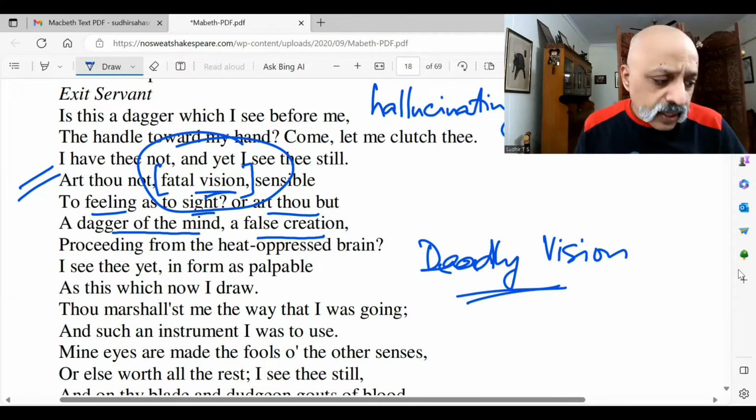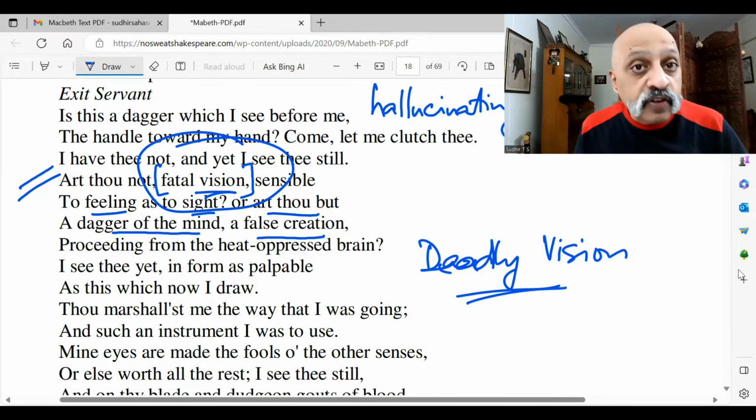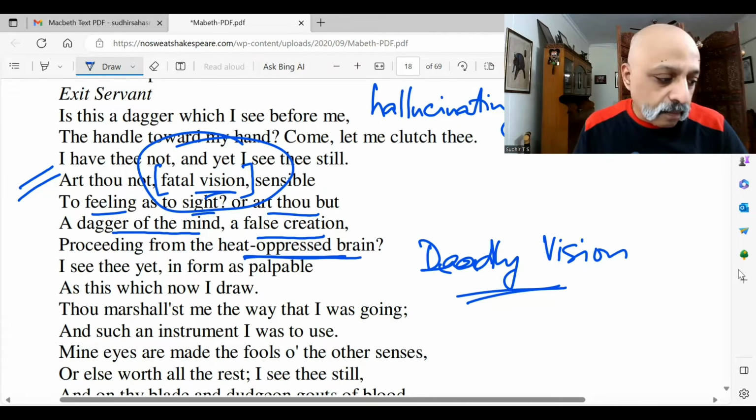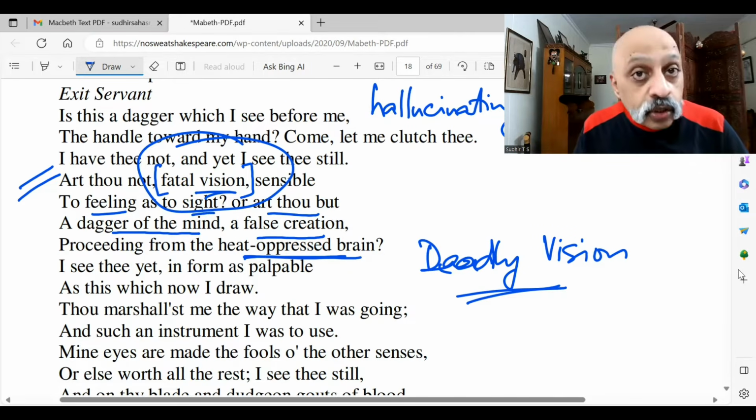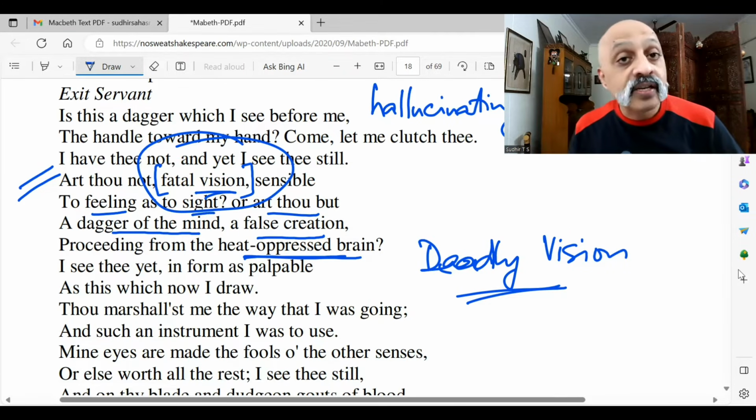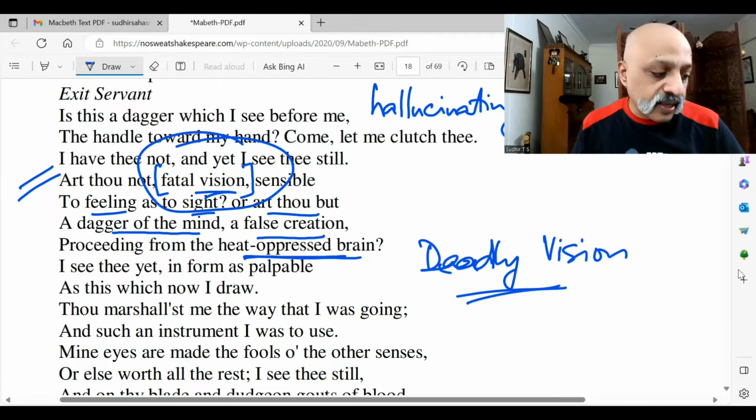So he is talking about the feverish brain. The heat-oppressed brain का मतलब it is a feverish brain. So are you a dagger only created by the mind, an illusion of my feverish brain? So fatal vision क्यों बोलता है? Because that's what he will be using to kill Duncan. So therefore the vision is fatal as far as Duncan is concerned.